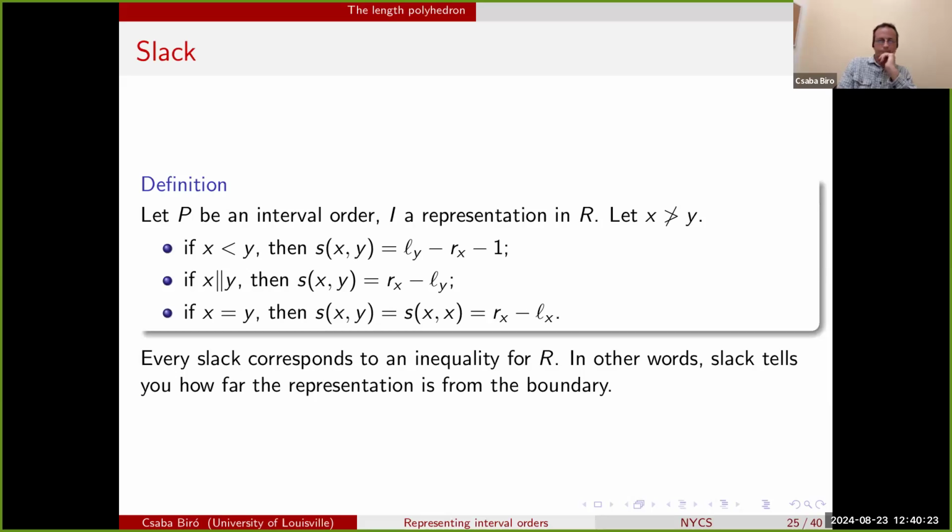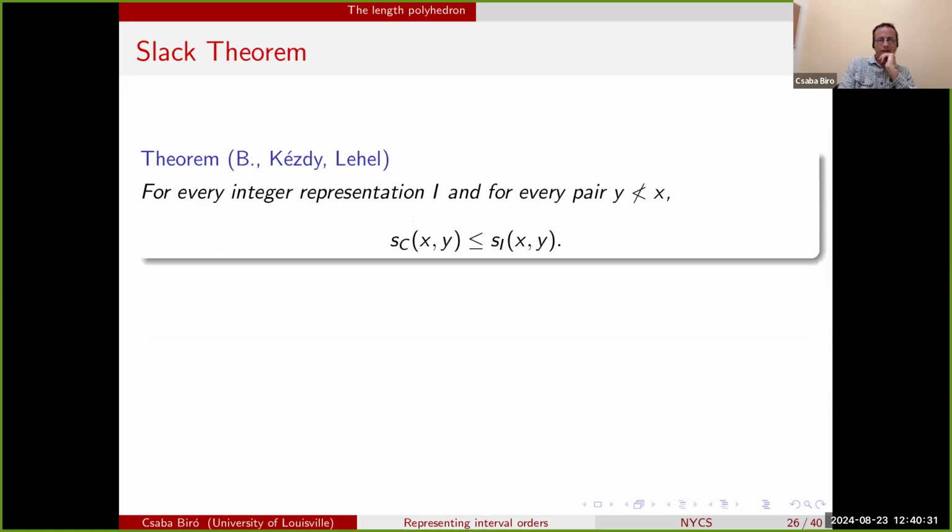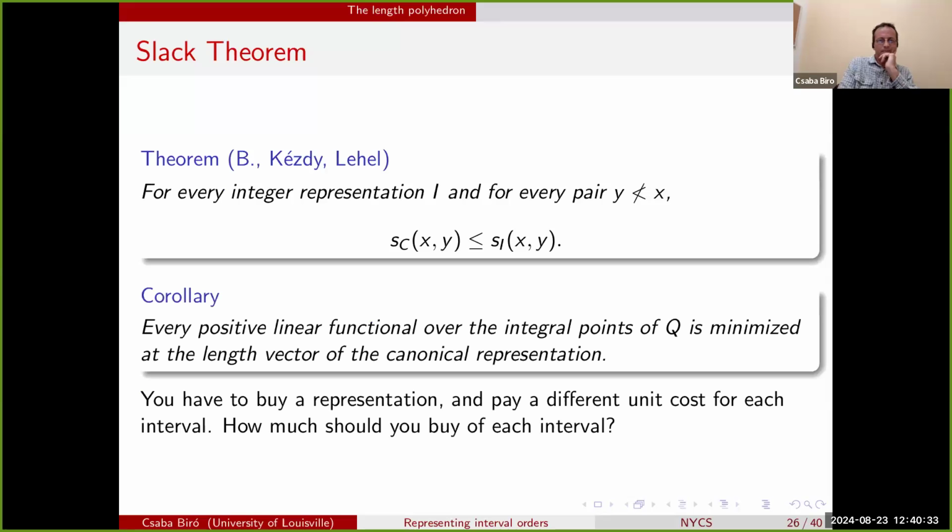Let me see. I think I'm going to skip this because I want to have time for the end. But I want to make a note here at the end, which is a corollary of what we've done here. It's actually a very simple corollary, but I found it interesting and counterintuitive.